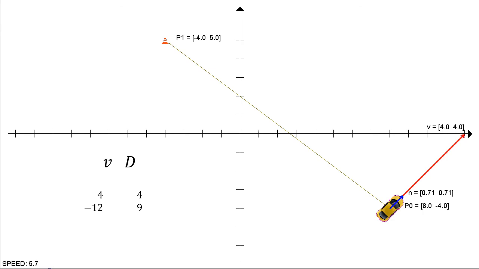Now we can find the dot product of the two vectors. It is -12. The value less than 0 suggests that both vectors are pointing in different or divergent directions, so the cone is already behind us.